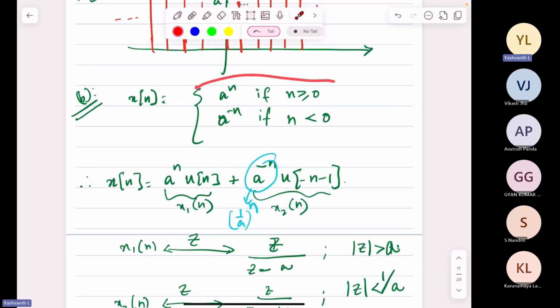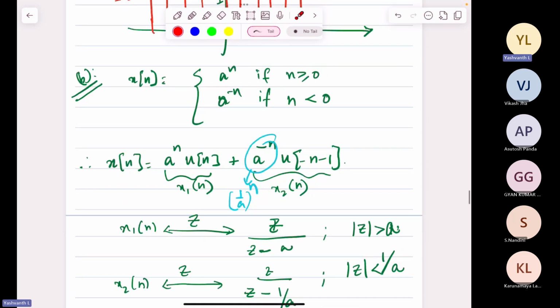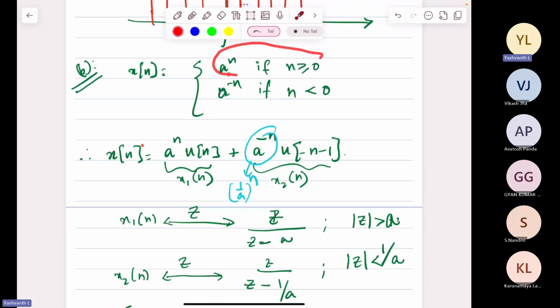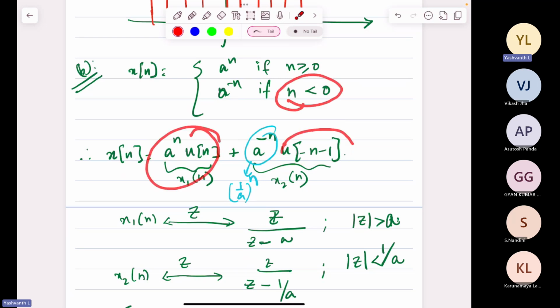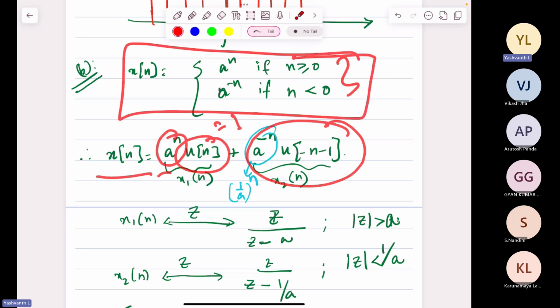So x of n is basically this value. A power mod n takes the value a power n if n is positive, and a power minus n if n is negative. So you can write x of n compactly as a power n times u of n plus a power minus n times u of minus n minus 1. Whenever n is negative, the first term is 0, and in the second term u of minus n minus 1 is equal to 1, so it's just a power minus n. Whenever n is positive, the second term is 0, and in the first term u of n is equal to 1, so x of n is a power n. So you can write this representation of x of n compactly using a unit step function.